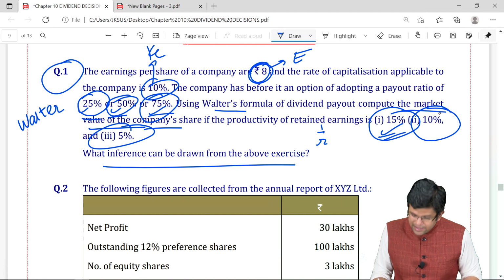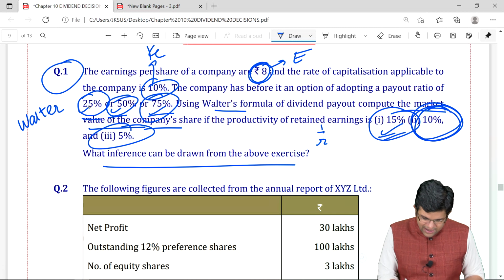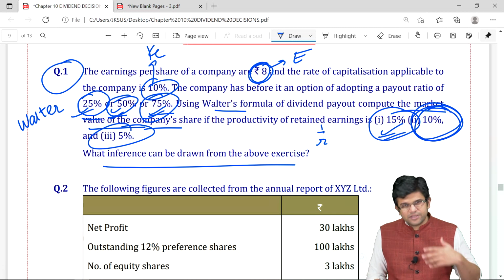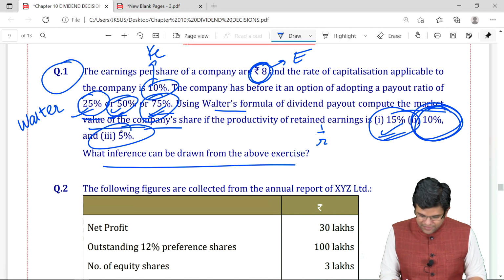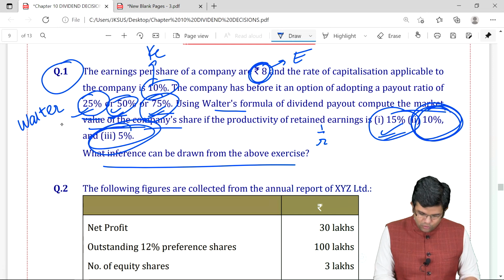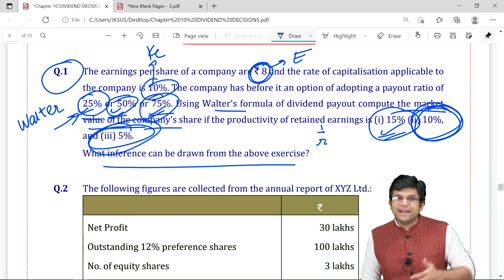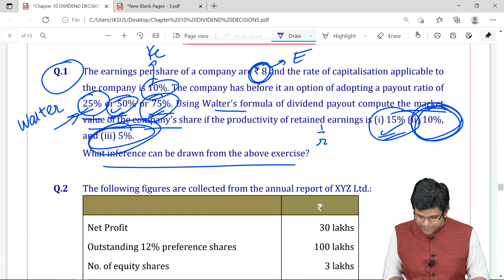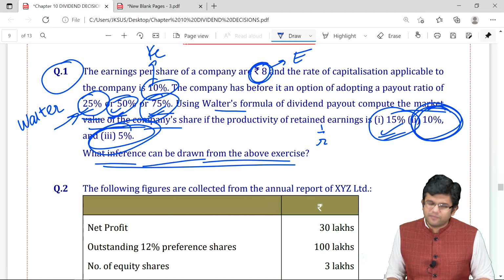Then children, next, if R is 10%, again for these 3 cases, use the same formula 3 times and find out 3 values of equity. And then if R is 5%, do the same calculation 3 times. Like that, 9 times you have to calculate the value of equity. They're asking what inference can be drawn from the above exercise.